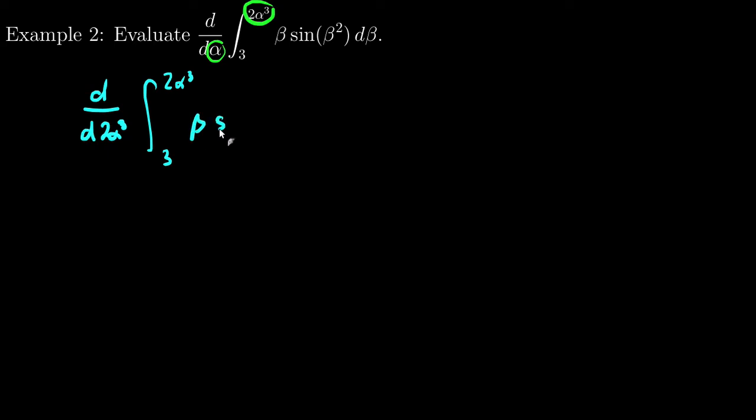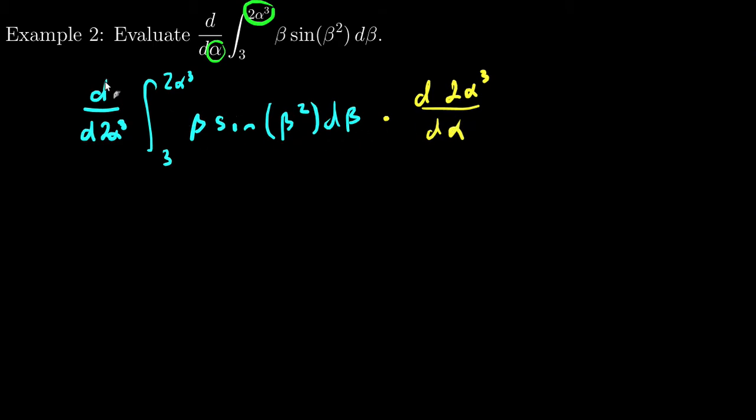So let me write down the rest. Beta sine beta squared d beta. But I can't just magically say, poof, alpha is now 2 alpha cubed. So what I need to do is somehow account for that change. And how I do that is by multiplying by the derivative of 2 alpha cubed with respect to alpha.